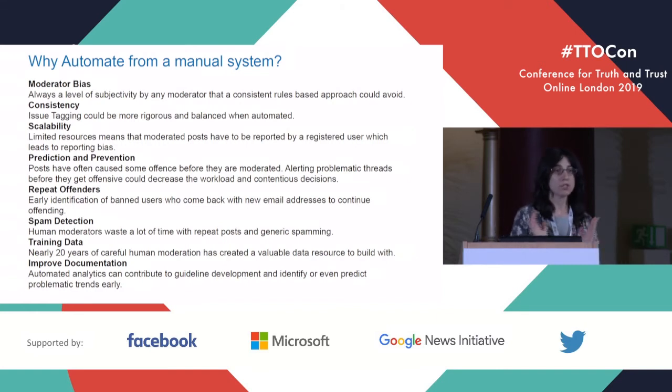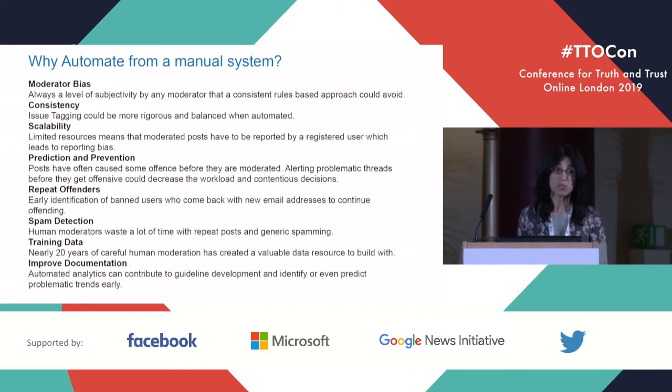Repeat offenders, which I mentioned, is a problem of people returning with different usernames after being banned. Early identification of banned users based on the type of language that they're using would be a big help. Similarly, spam detection, everybody's favourite first ever data science problem. It's a straightforward problem that humans shouldn't be wasting their time on, which is why we've already got some stuff going on with bots already.